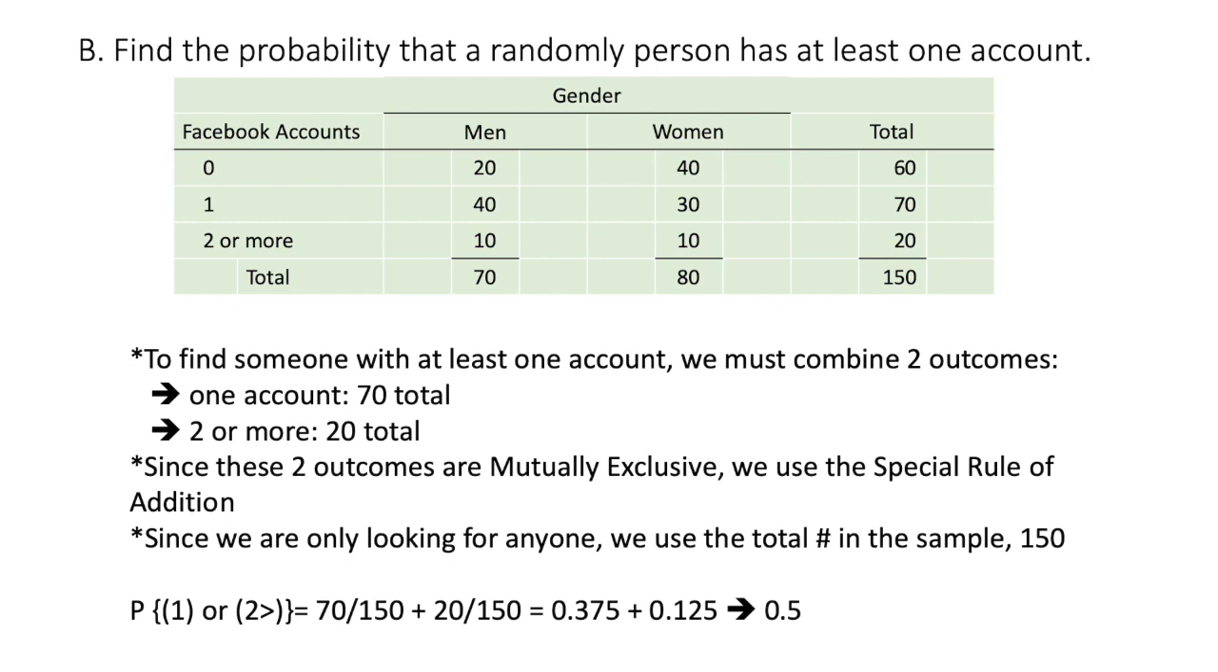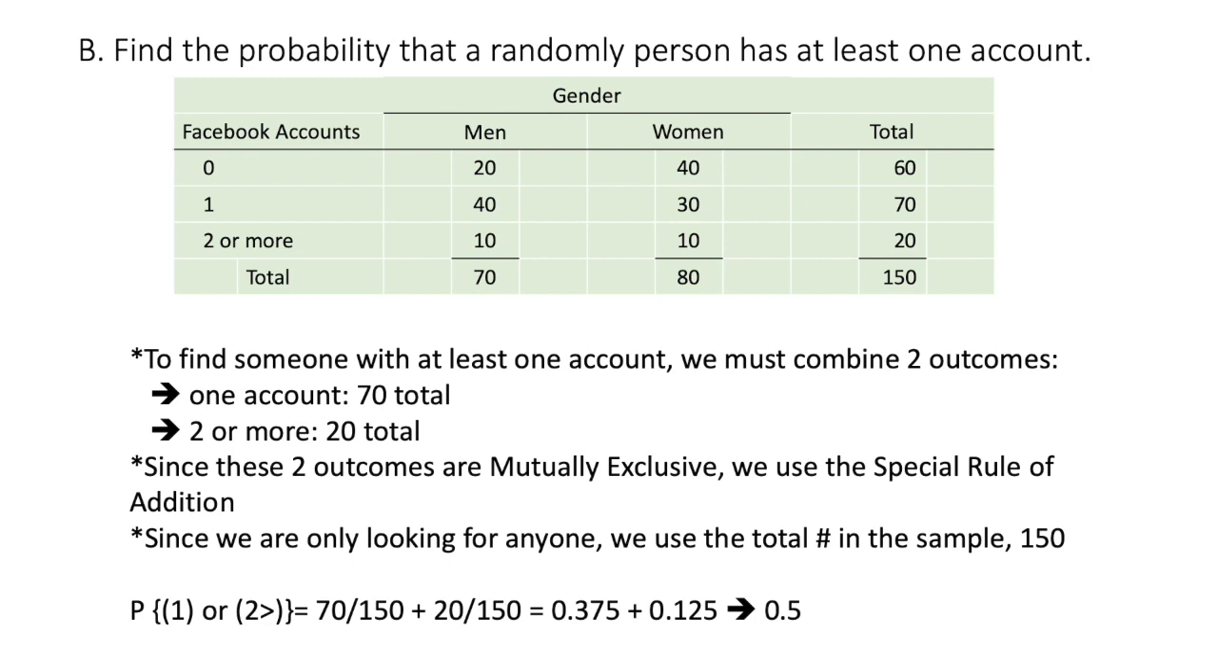Okay, well, what about the second scenario? Find the probability that a random person has at least one account. This one's different because we're going to have 2 rows of information that we have to consider. The second row here, totaling 70 people, those people have one account, but we also have to include row 3 with 2 or more because, again, it says find the probability has at least one. So anything more than one we want to include. So we're going to have to combine 2 outcomes here. The first outcome, there's 70 people possible. The second outcome, 2 or more accounts, there's 20 people possible. Again, those numbers come from this last column here.